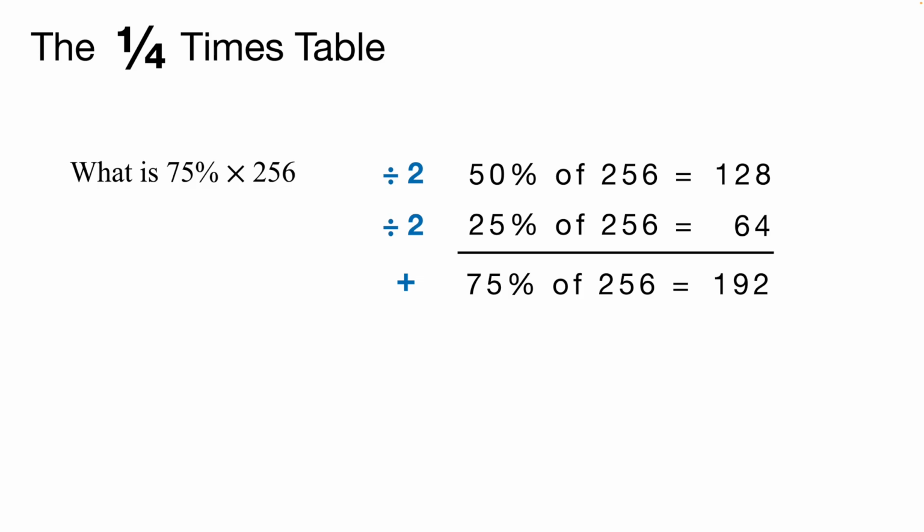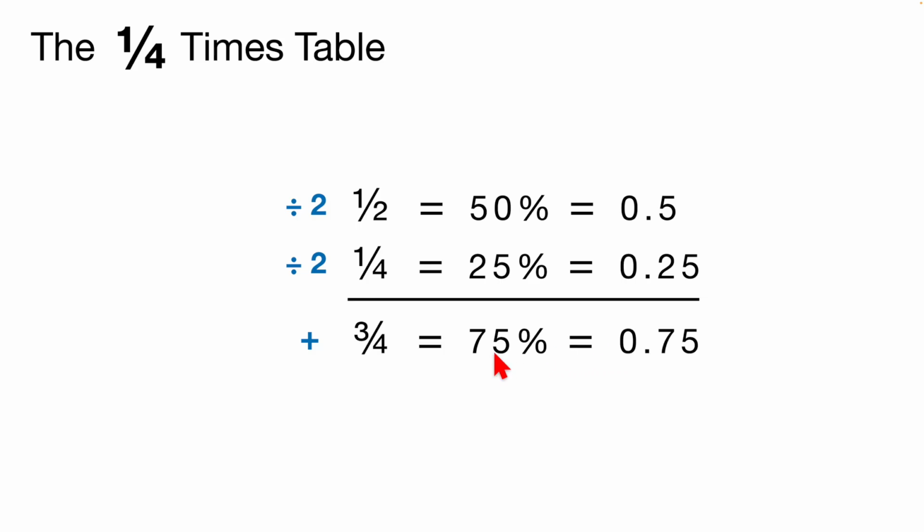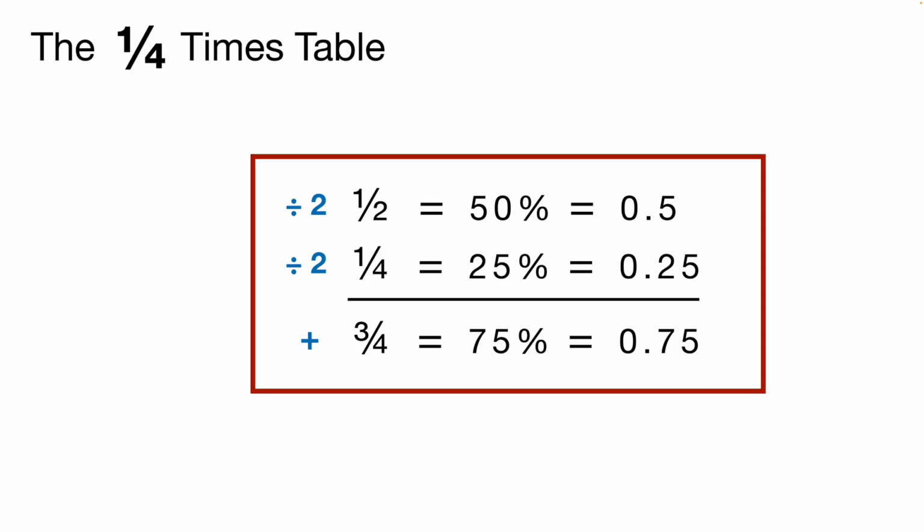Not a particularly nice number, but it happens to be 75% of 256. So if I was to write out this, divide by 2 to get a half, obviously, but it's also 50%, or it's 0.5. And divided by 2 again, I get a quarter and 25% and 0.25. And then I add the two together, and I get 3/4 is equal to 75% and 0.75. Now, these are very common questions. You know, what is 3/4 of something? What is 0.25 of something? You can work it out really quickly. Let's hope you can, because here's your opportunity to show your skills.